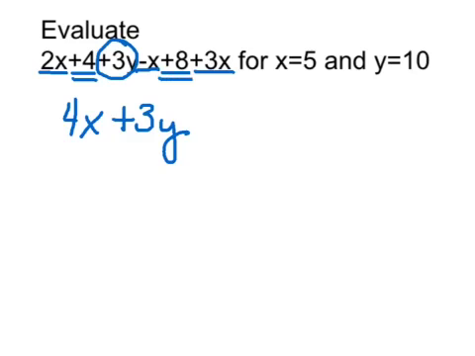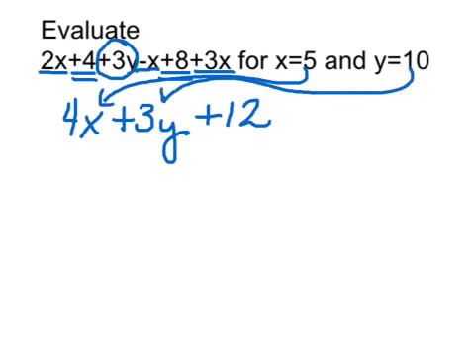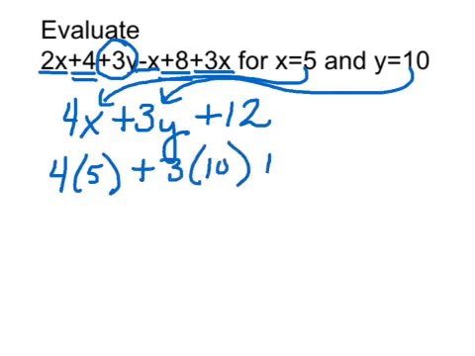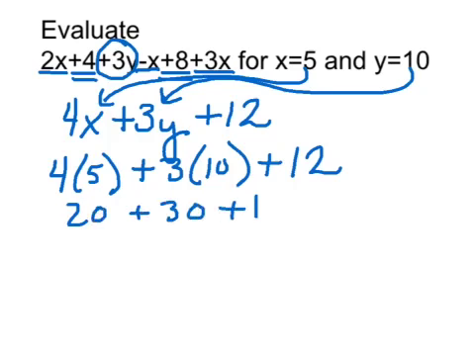And they are considered like terms. So you can combine your constant, plus 4 and a plus 8 gives us plus 12. Now you can evaluate by sticking in your 5 for x and your 10 for y. So 4 times 5 plus 3 times 10 plus your constants, which were 12. So 20 plus 30 plus 12. 50, 62.